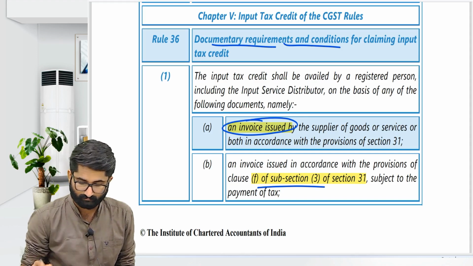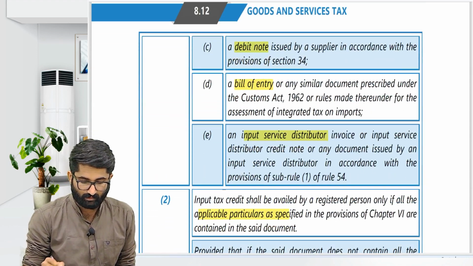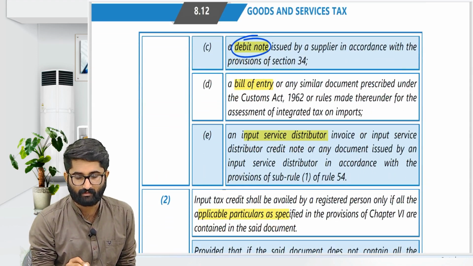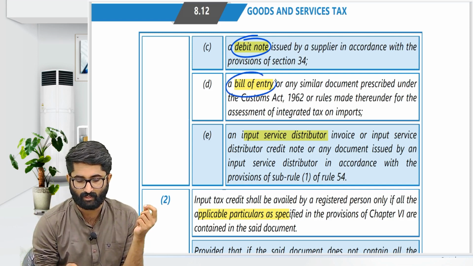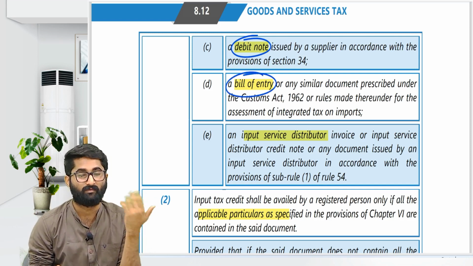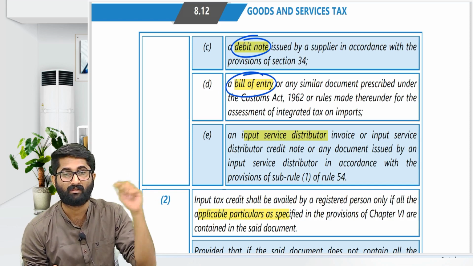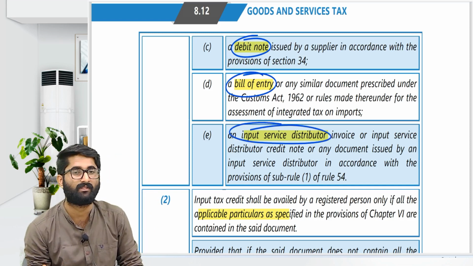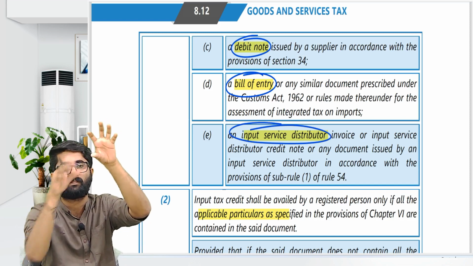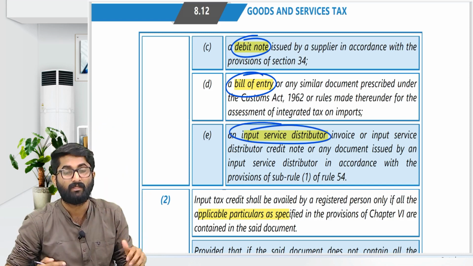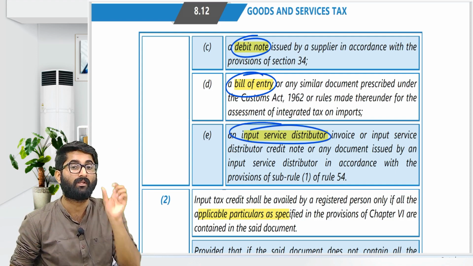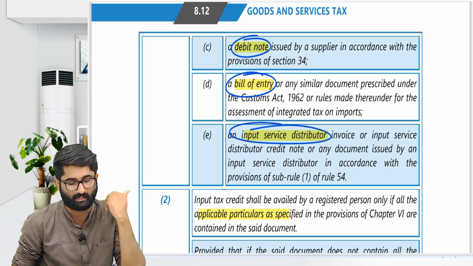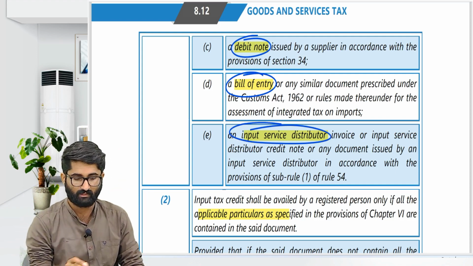Next one, sir. The debit note, I can take the ITC on the basis of a debit note, and bill of entry. So in case of importation also, I will pay the GST. In that case, if I have the bill of entry, I can take the ITC. Input service distributor, usually the head office, they will distribute this input to the branch. Now the branch can take the ITC on the basis of the input service distributor's invoice. These are the documentary evidences.